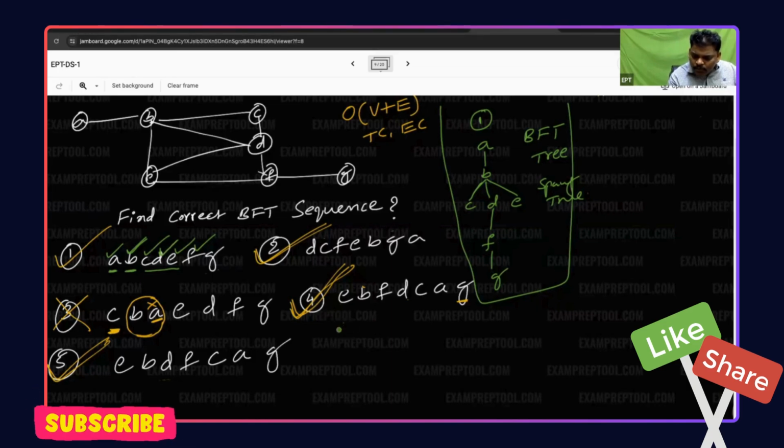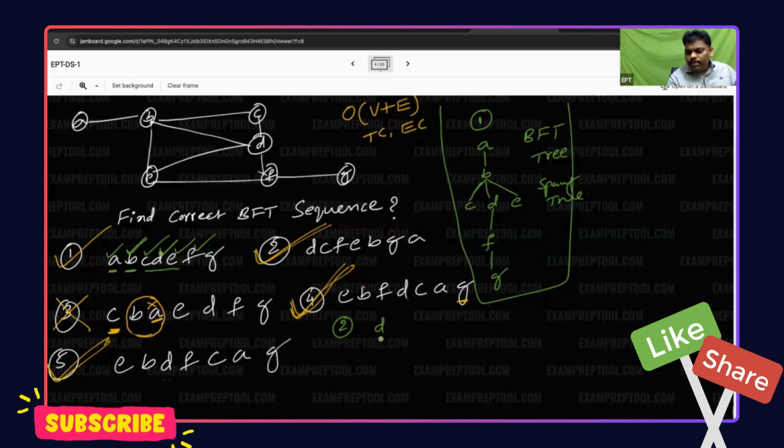See the second one. The second one starts with D. Actually, in the graph, you can start from anywhere, but the second one starts from D. Okay, started from D. Now see the graph. If you start at D, in the graph, D's adjacent nodes are four people.